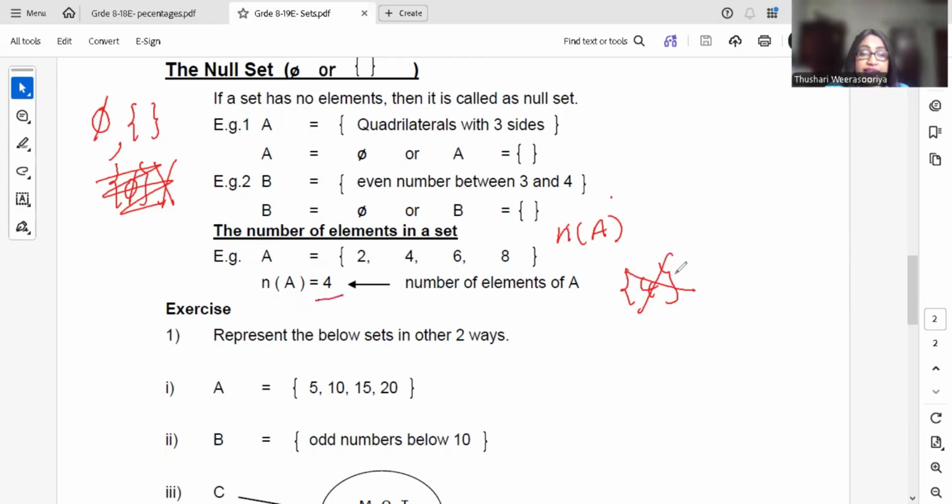Most children write 4 correctly, but here they have put curly brackets. Then the answer is wrong. In the exam, the answer is wrong. So we have to write just the number 4 as the number of elements. I assume you can understand this lesson very well.